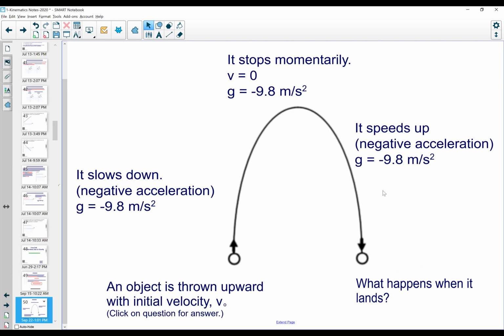And then what happens when it lands? Well, you could answer that question a lot of ways, but what they're trying to get at is that right before it hits whatever it hits, if it's back at the same original height, it will also have the same original velocity, just in the opposite direction. So its speed value will be the same as what it was launched with. Initially, its velocity was just positive, and now its velocity is negative, but the magnitudes would be equal. Any questions about that?